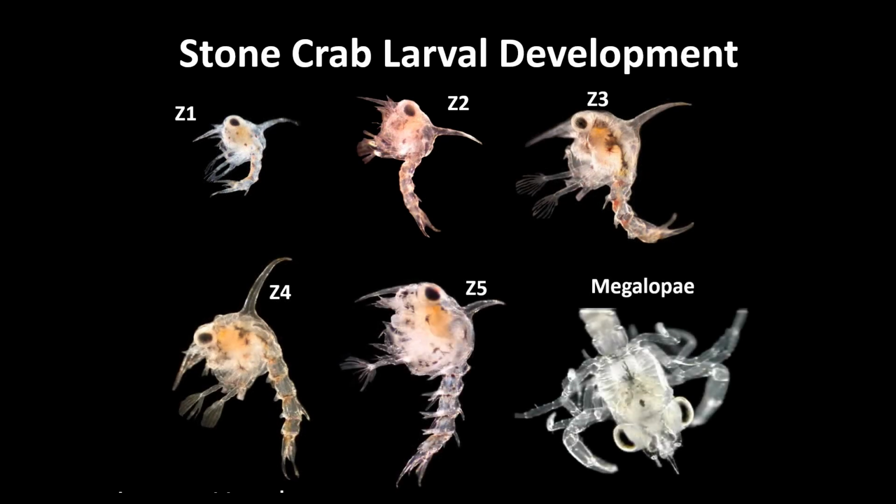They go through 5 larval development stages. So stage 1, Zoea 1 stage at the top left, that's about 1.5 millimeters in size, all the way up to stage 5, which is about 2 or 3 millimeters in size. And then they eventually molt into megalopa, where they'll reinvade coastal habitats.